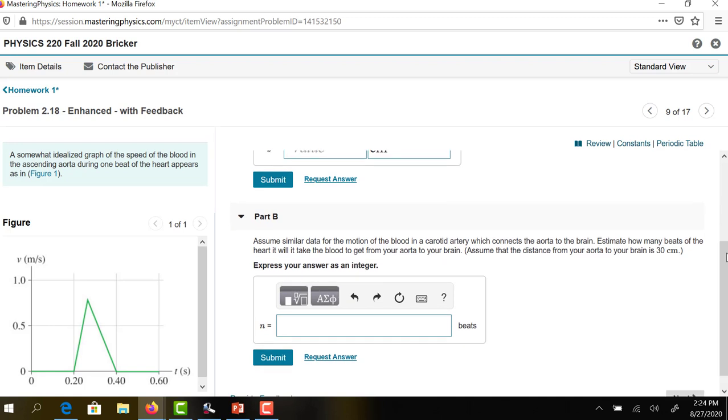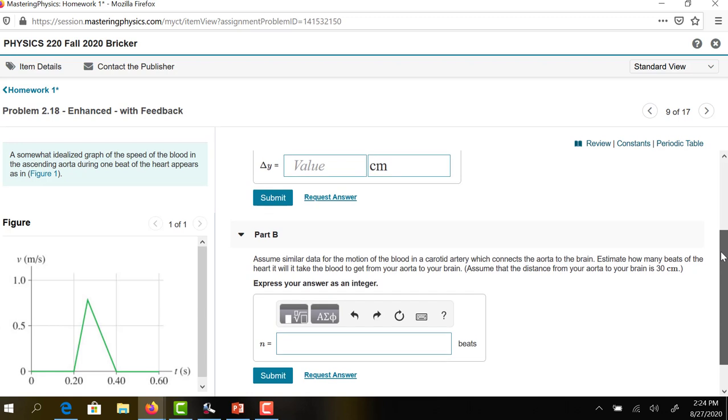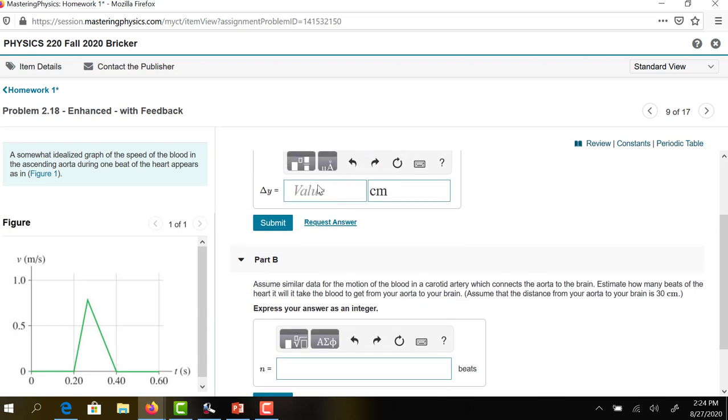And then the second part here, assume similar data for the motion of blood in the carotid artery, which connects the aorta to the brain. Estimate how many beats of the heart it will take to get blood from your aorta to your brain. All right, so you'll have to use how far you got for one heartbeat and figure out how many beats it takes you to get all the way up to 30 centimeters. You might be kind of surprised about the answer.